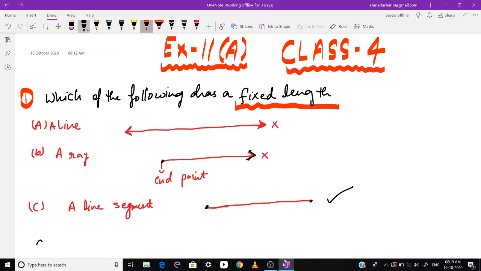Option D is a point. What is a point? A point is a simple dot which does not have any length, breadth, or height. I hope you understood all four options: a line, a ray, a line segment, and a point. A line segment has a fixed length, line and ray do not have a fixed length, and a point doesn't have any length, breadth, or height. So option C is correct.